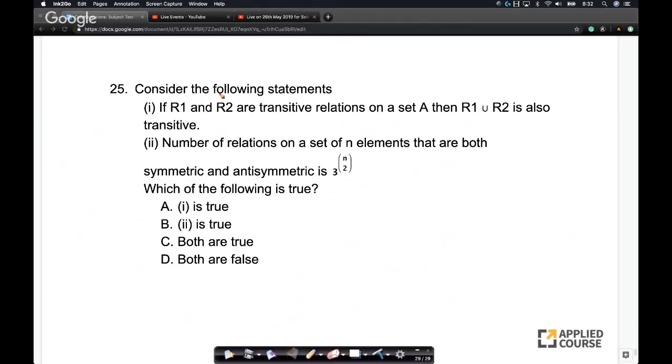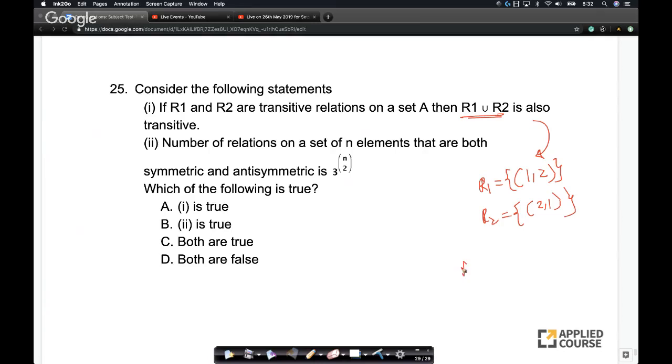This problem is also straightforward because if R1 and R2 are transitive, then R1 union R2 is also transitive. This is not true, right? Because imagine if I have R1 union R2. Imagine if I have 1, 2 in your R1. Let's assume R1 consists of only this relation. Let's assume R2 consists of only this relation, let's say.